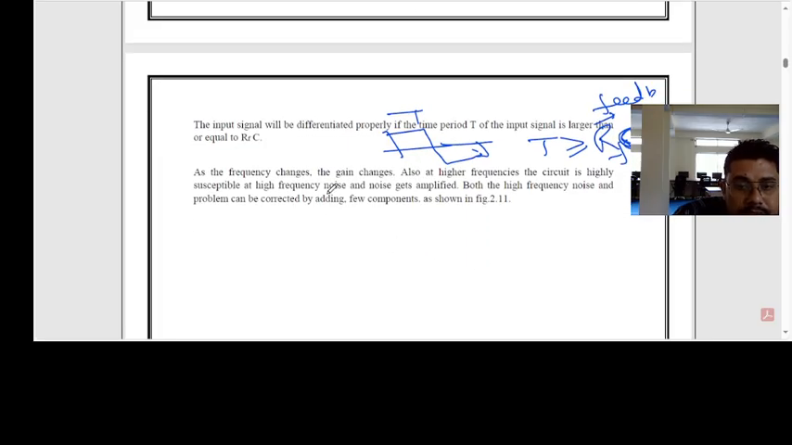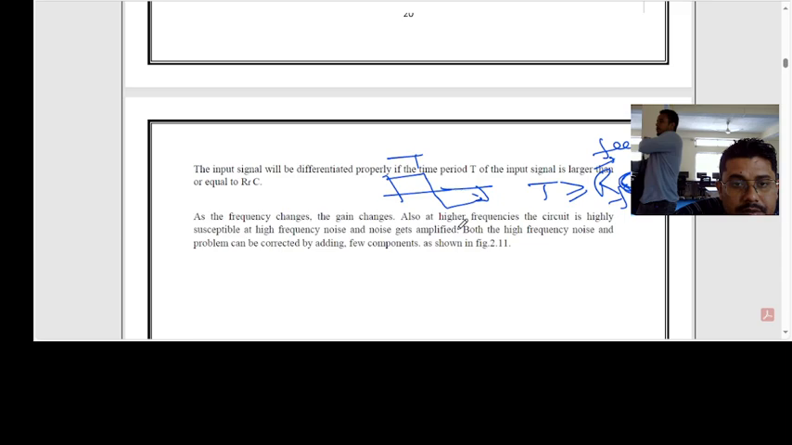As frequency changes, the gain changes. At higher frequency, the circuit is highly susceptible to high frequency noise and amplifies it. These problems can be corrected by adding a few components.